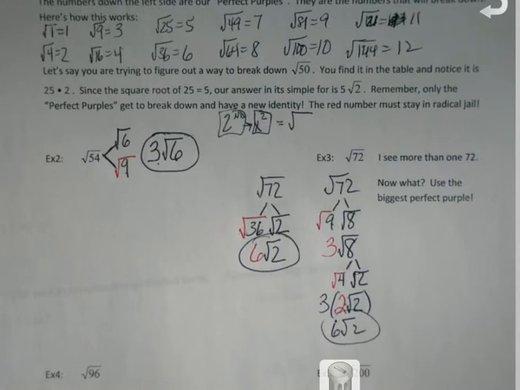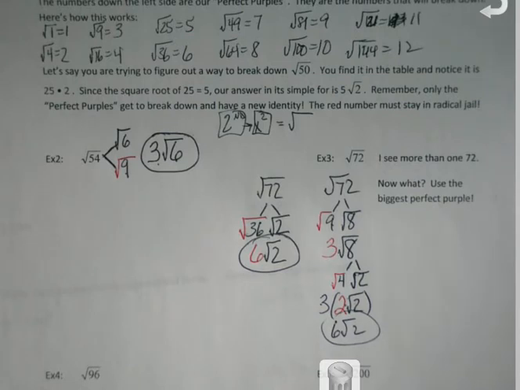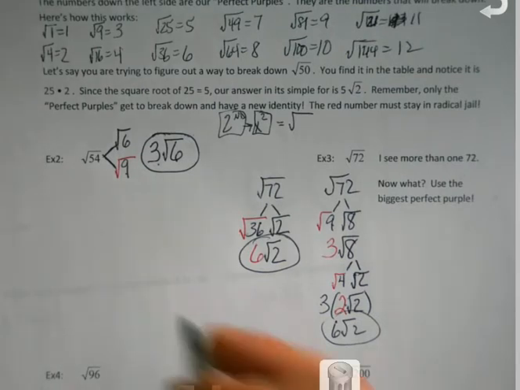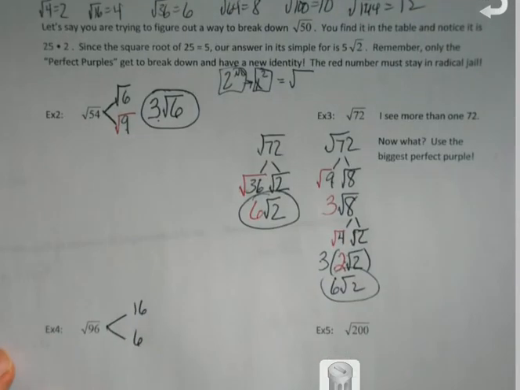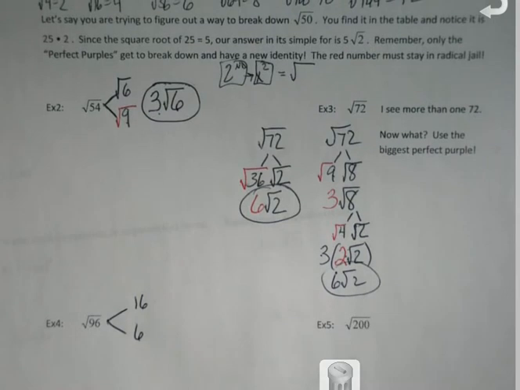So okay, I want you to help me out on one here, and I'm going to have you guys dig in on one too. So with the next one, for example 4, we've got the square root of 96. Do we see 96 anywhere up in the chart? And if you do, what are the numbers that go along with it? 16 and 6. So out of that 16 and 6, which one's the perfect one that breaks down?